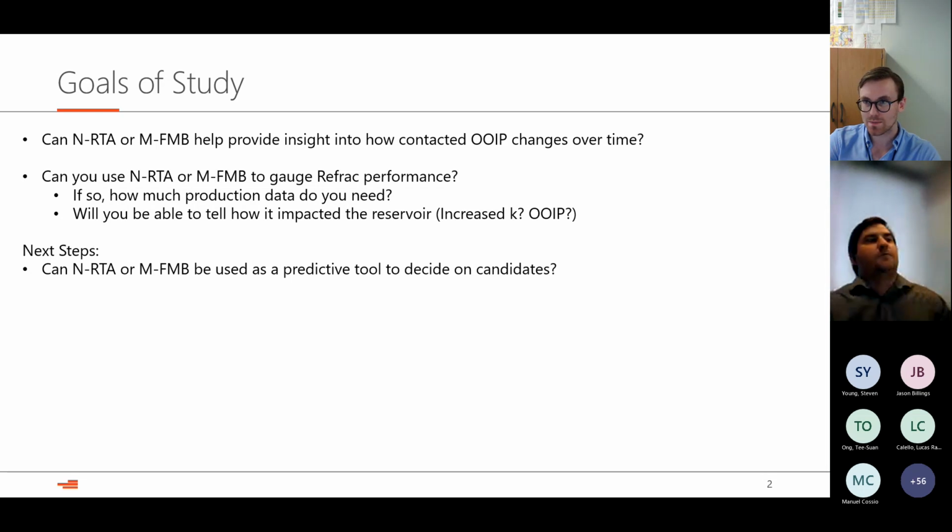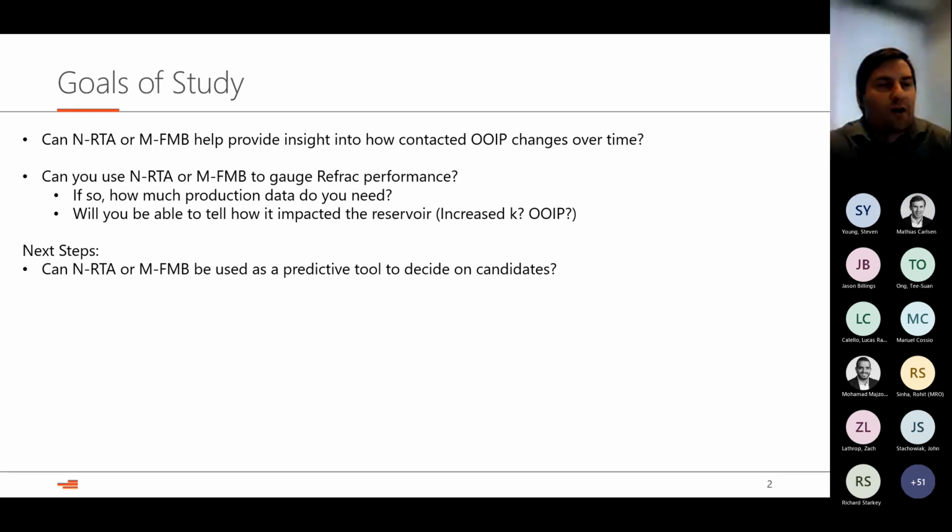Perfect. All right. Well, I wanted to start off by saying these are workflows that are pretty new to us over at Devon. So we're pretty excited about diving into the weeds, and definitely open to any feedback you have. Please reach out during the presentation, after the presentation, or give me a shout directly, and I'd love to talk more about what you've seen. This will be specifically about some refracts we've done in the Eagle Ford.